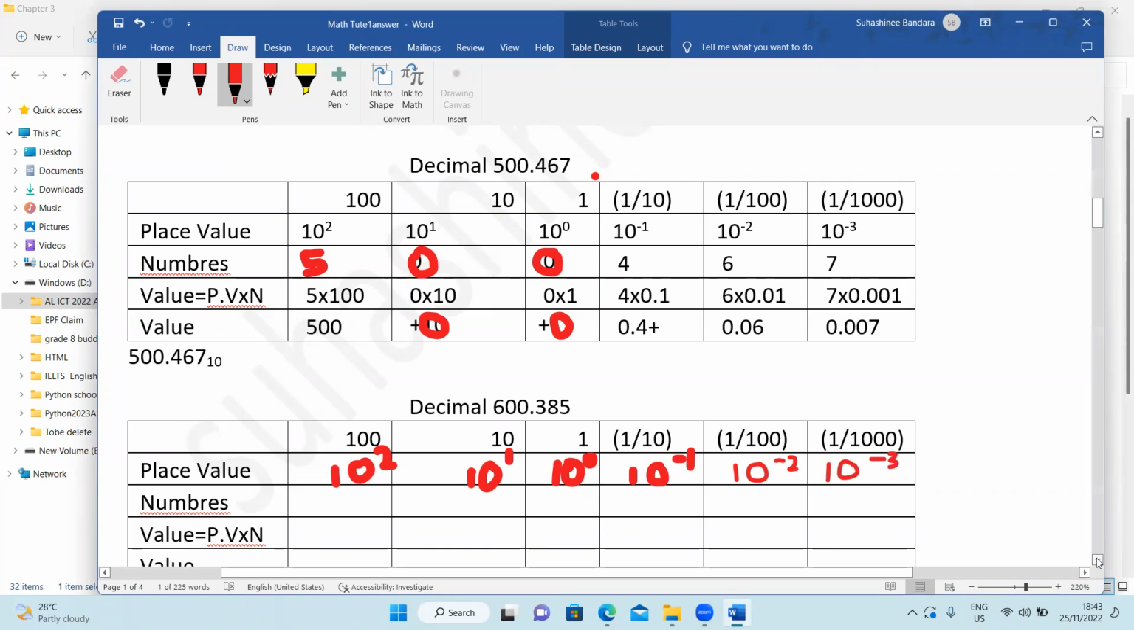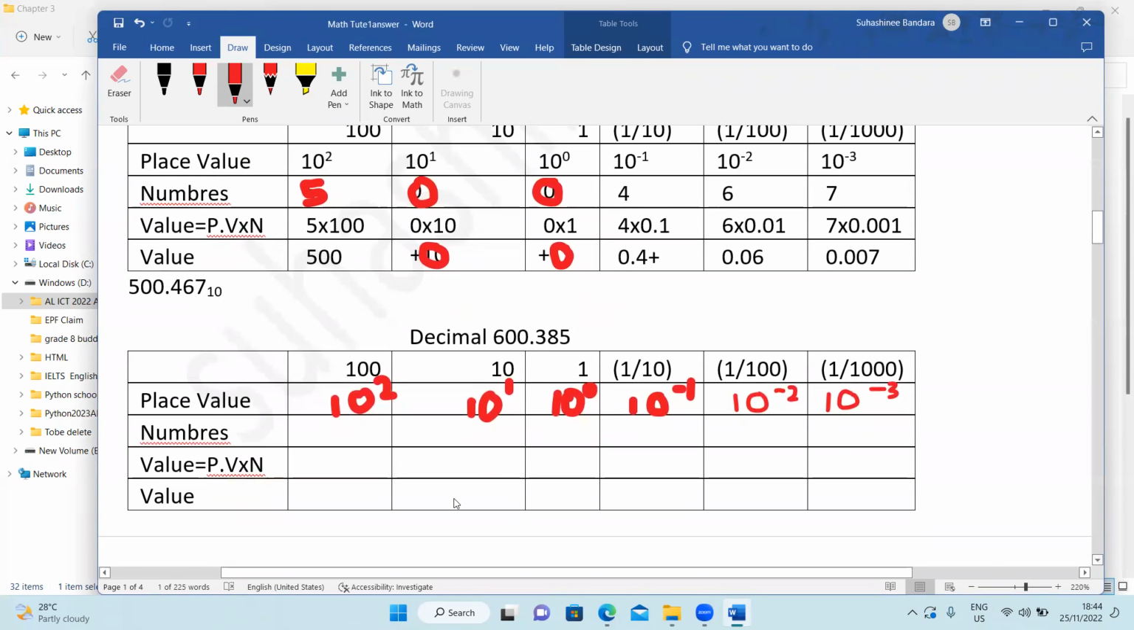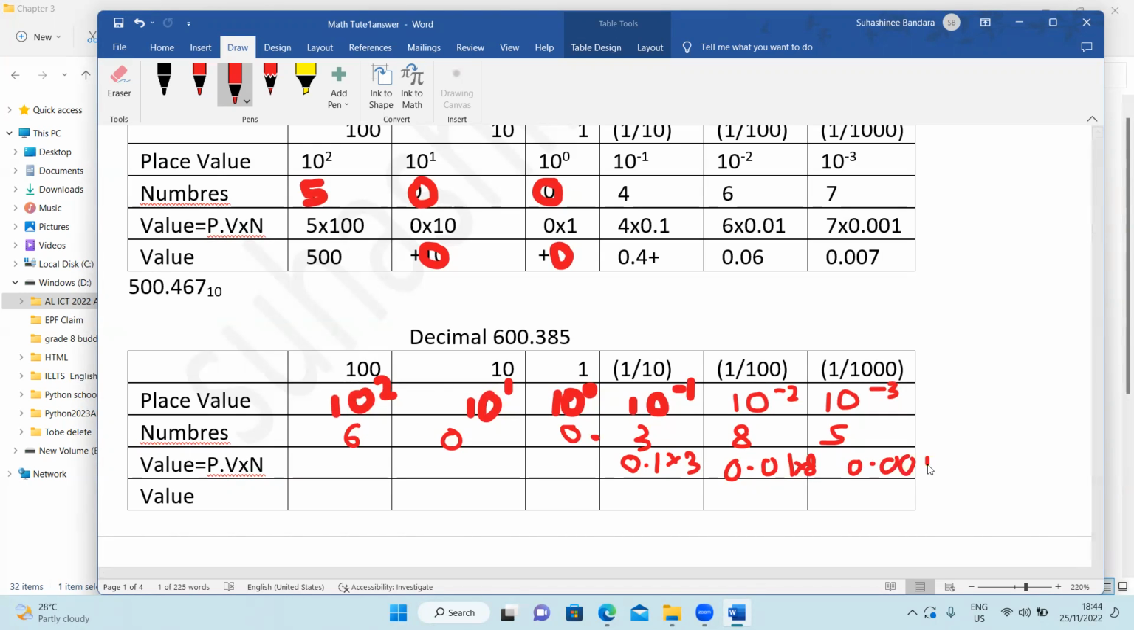Okay, so then we can take the number. So we have the number 600.385. Then here you will get 0.1 multiplied by 3. Then 0.01 multiplied by 8. Then 0.001 multiplied by 5. I'm going to do only this question. Then after that, the rest of the things you can do.